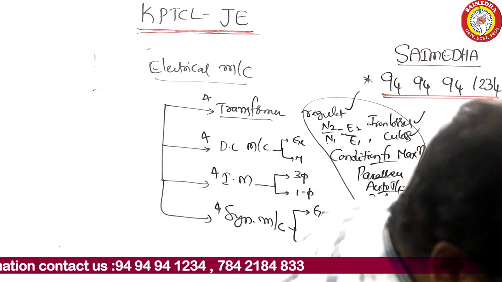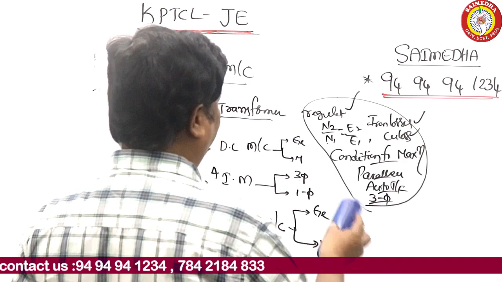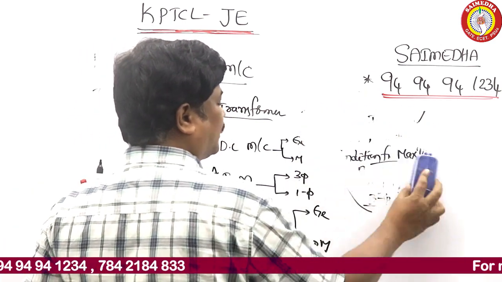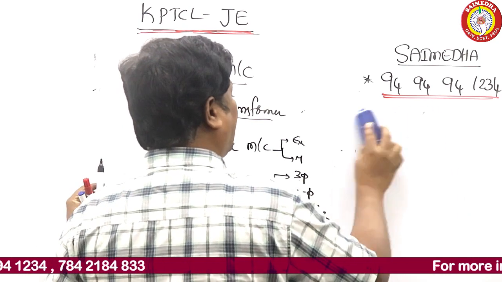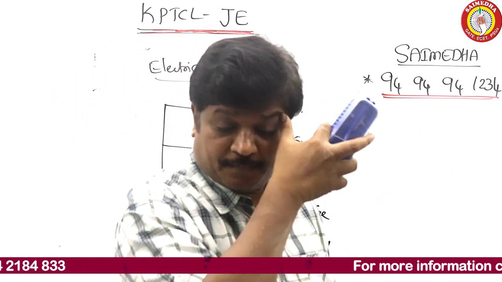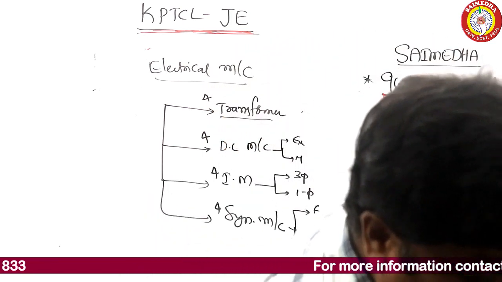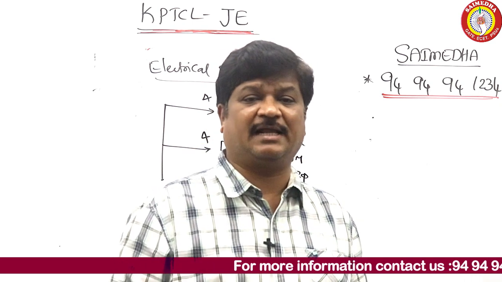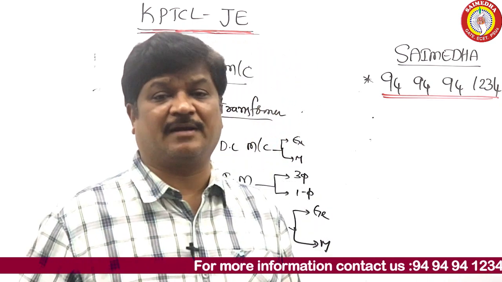Now, coming to the DC machine as far as it is concerned. In the DC machine, the most important topic, coming to the DC generator: constructional details of the generator. Brushes are there. Commutator is there. What is the purpose of commutator?